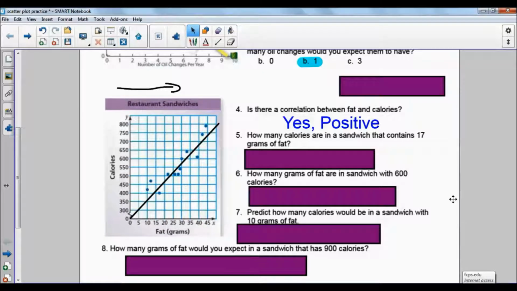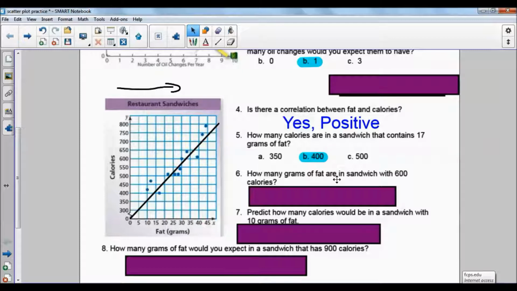How many calories are in a sandwich that contains 17 grams of fat? This is not asking us what we'd expect to happen, it's asking what is actually true. So we need to look for that specific data point on our graph. We come down to our x-axis, because that's where our fat grams are. Between 15 and 20, we're going to find our 17. There's our point right there, and it goes across to 400. So it would be about 400 calories.